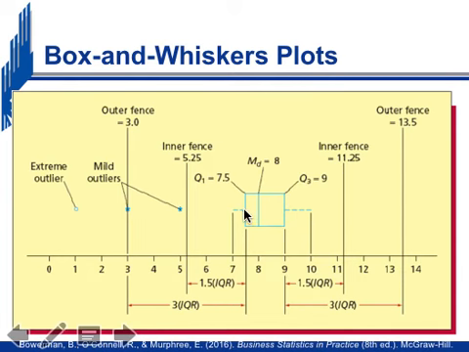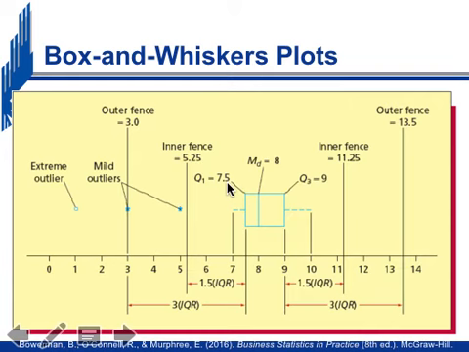And to add the whiskers, we have to look at the lowest and the largest values. So the left whisker is from the first quartile to the lowest number, and the right whisker is from the third quartile up to the largest number in the dataset. Now, to compute for inner and outer fences, again, we need to compute for the IQR first. The IQR is just the third quartile minus the first quartile. So that's 9 minus 7.5, which is 1.5.